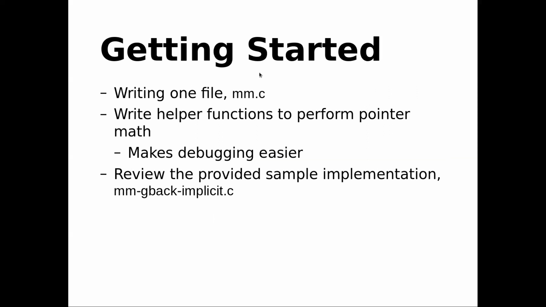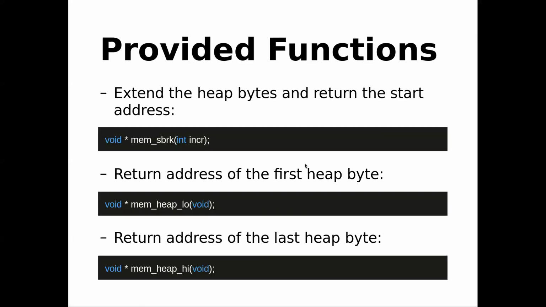All right, so here is how you get started. You're going to be writing a file called mm.c, and you are potentially going to be writing a lot of helper functions to perform specific pointer math. This makes debugging significantly easier. We actually have an implementation called mm-gback-implicit.c. If you look at that, it's a fully functional memory allocator that uses implicit blocks, and you can use that as a baseline for your implementation. By the way, we'll go over that at the end, remind me, and I'll go over that file.